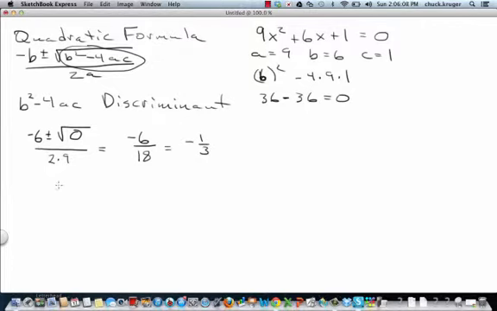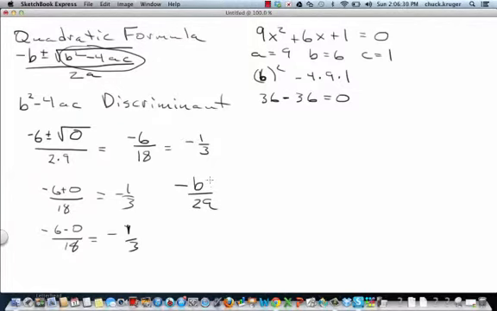Sometimes they call this a double root, because I have a negative 6 plus 0 over 18, and a negative 6 minus 0 over 18, and in both cases I get a negative 1/3. Well, what is a negative 1/3? It is negative b over 2a, which happens to be our line of symmetry and the x-coordinate of our vertex. So in this case, we have a graph that is simply touching the x-axis at a negative 1/3, and I'm touching it right here, and I'm going up.